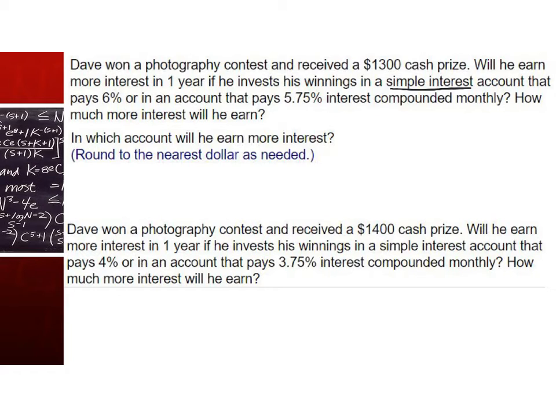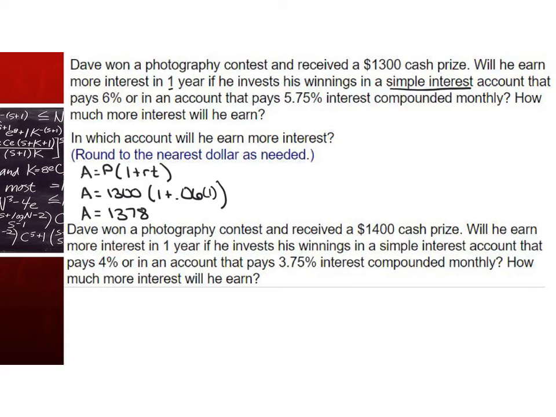The future value of simple interest is A equals P times 1 plus RT. In this case, P is that $1,300, R is 0.06, and T, if it's just 1 year, is 1. If I type that in my calculator, 1,300 times 1 plus 0.06, I get $1,378.